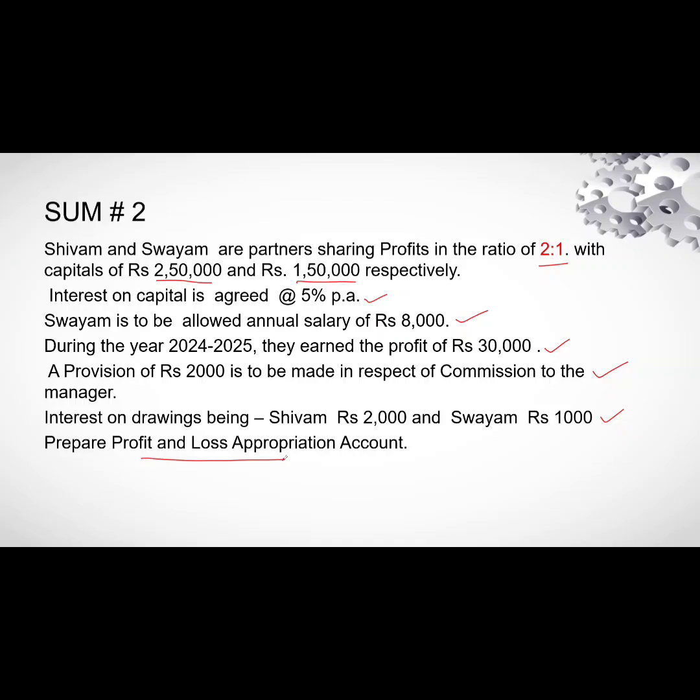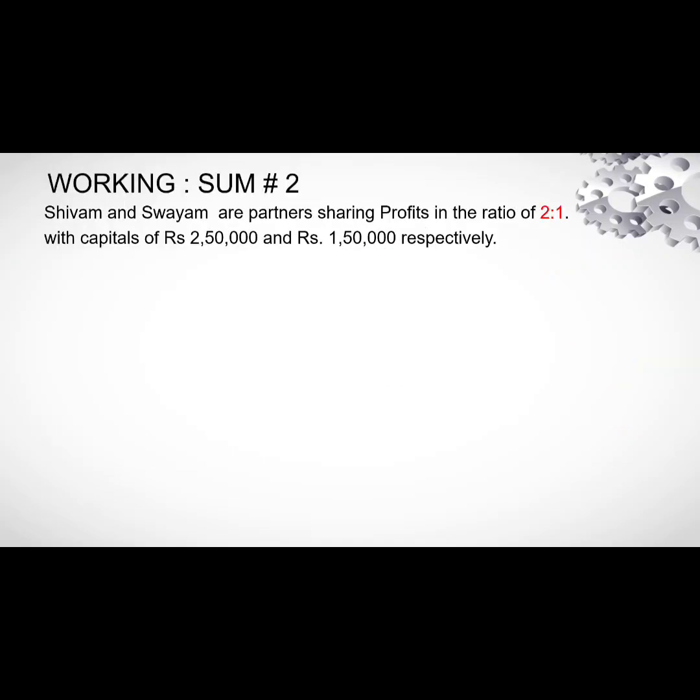First, Shivam and Swayam are partners. They are sharing profits and losses in the ratio of 2:1, so their share will be 2/3 and 1/3. Their capitals are 2,50,000 and 1,50,000. The next adjustment says that interest on capital is agreed upon at 5% per annum. So interest on capital is an expense for the firm. Therefore it will appear on the debit side of Profit and Loss Appropriation account.